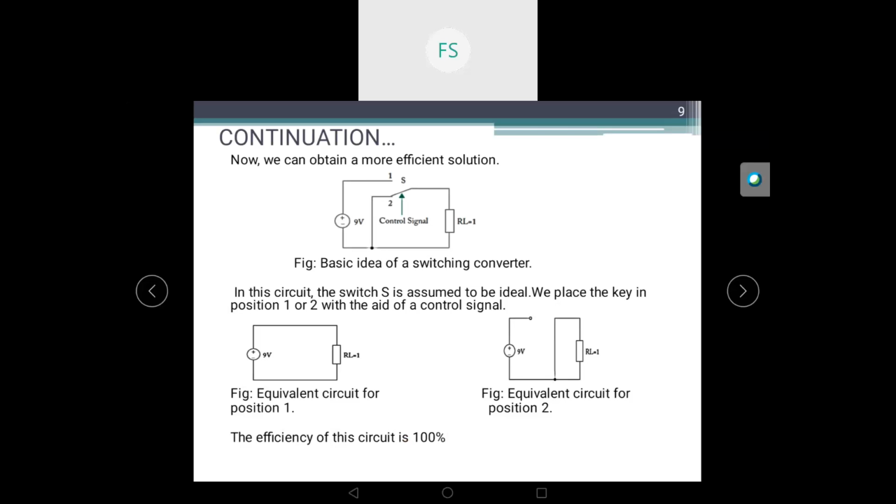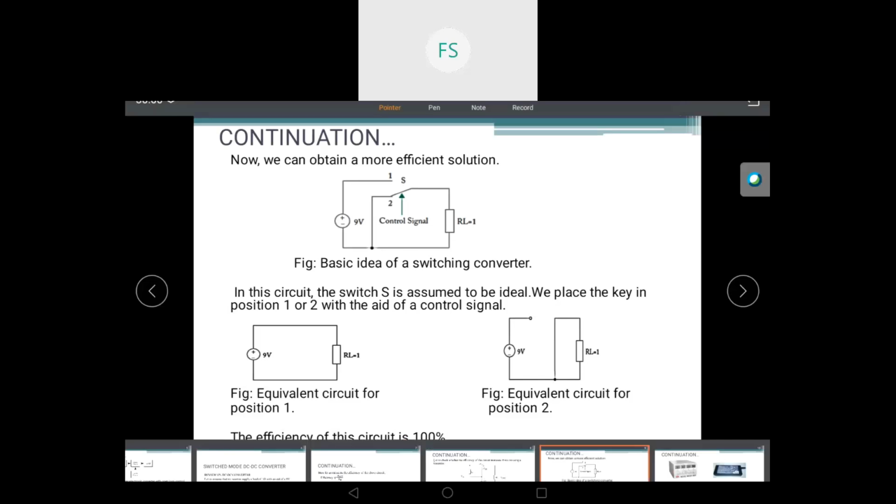In reality, there is no ideal switch, right? The switch will be real, so there is some form of dissipated power. Despite this dissipation, the efficiency is high enough, since in the previous cases we obtained only 33%. So by using a switch, we can obtain maximum efficiency. What you can conclude is that by using switch mode converters, the efficiency will be very high. Okay. Now let us move on to the next slide.